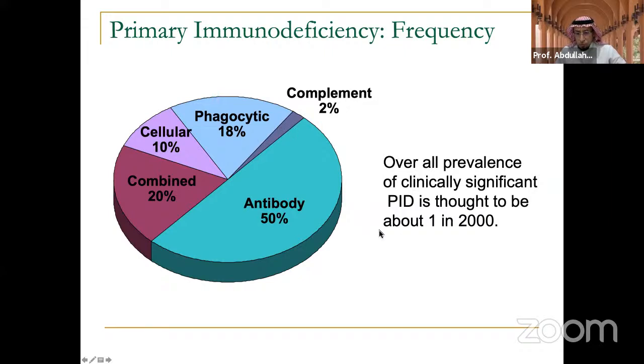Primary immune deficiency is more common than many people would think. It is, in our societies, probably more than 1 in 1,000. It's more common in our societies compared to many in the West, for example.